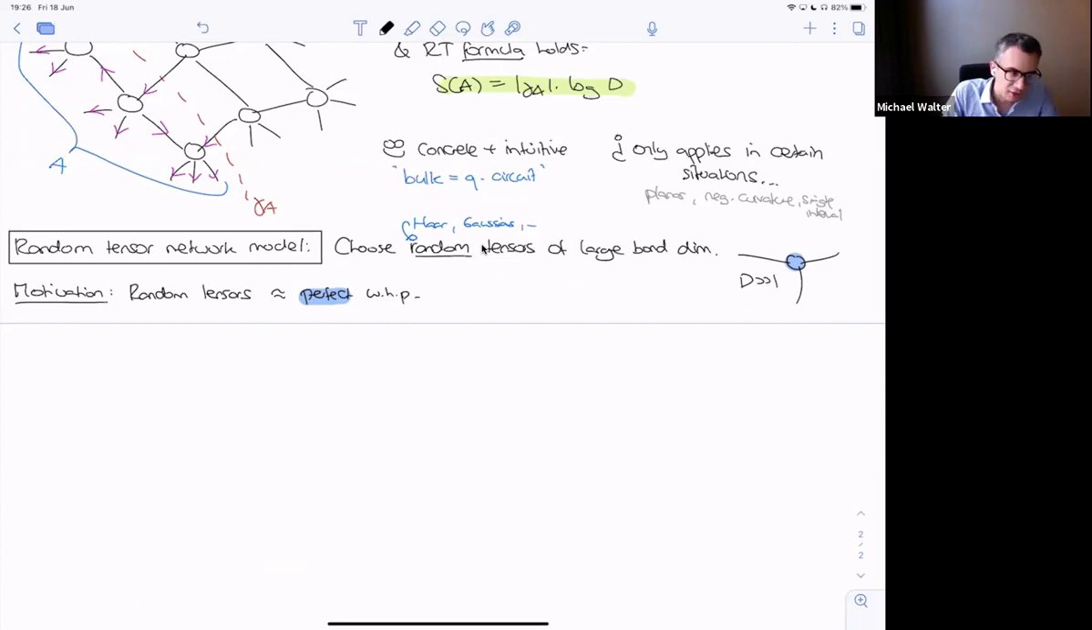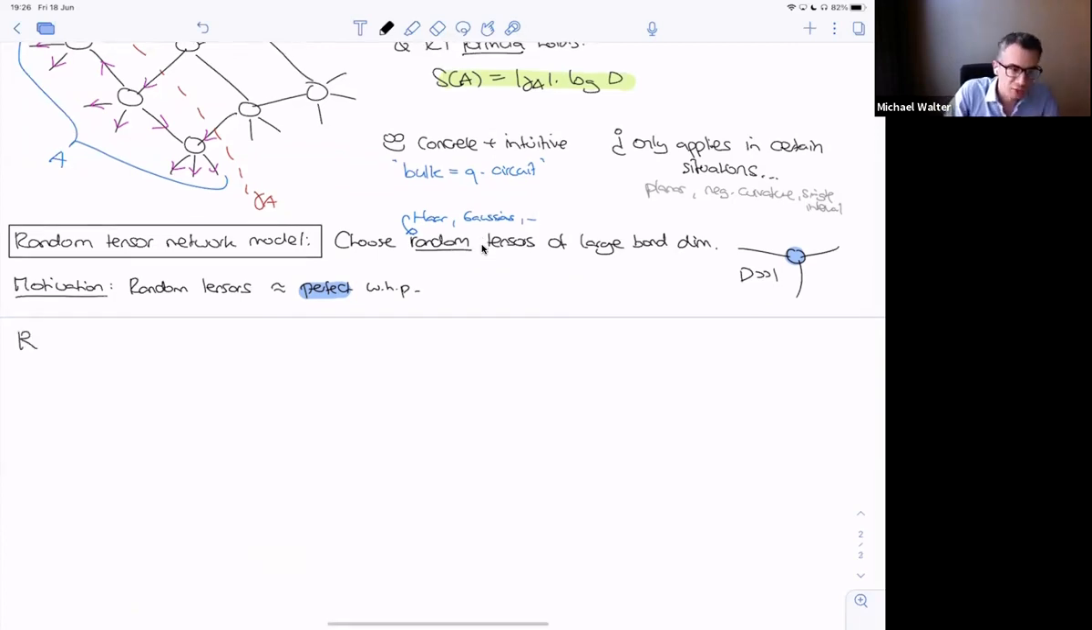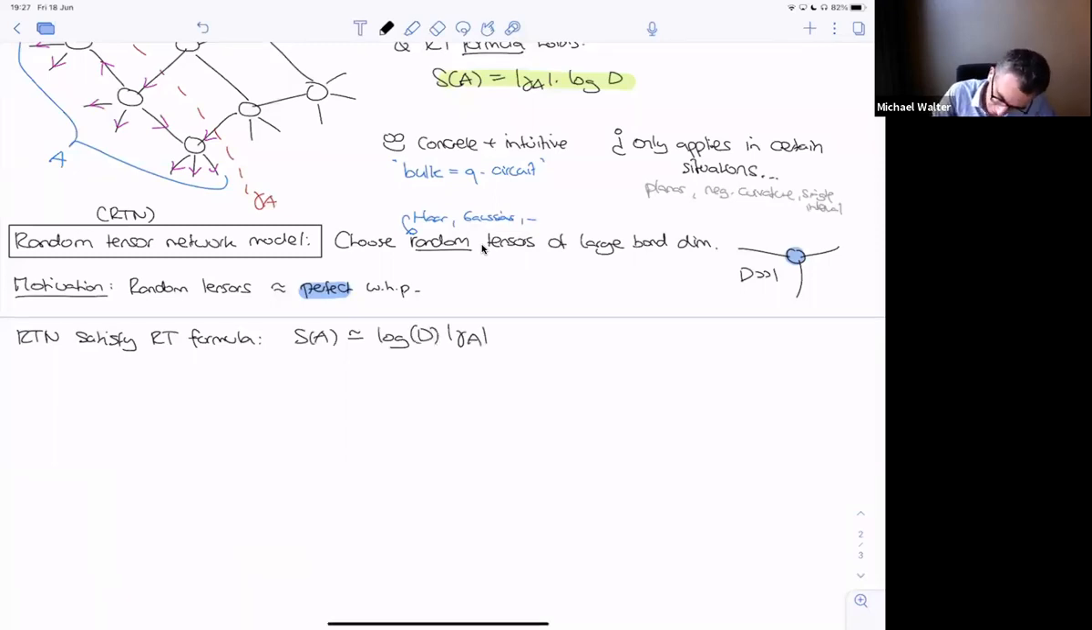Okay. And so one can show that in these random tensor network models, the RT formula holds approximately, or in leading order. I've introduced this abbreviation: RTN is for me random tensor networks. So random tensor network states satisfy the RT formula approximately. Namely, well, I guess we already know what this means. The entropy is, let's say in leading order, maybe there are constant corrections or very small corrections, proportional to the size of the minimal cut.